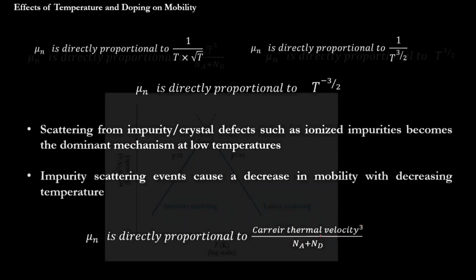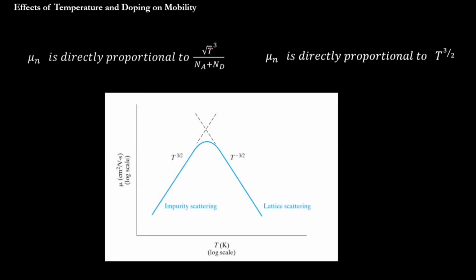We know that thermal velocity is proportional to the square root of the temperature. So mu n is directly proportional to root T whole cube divided by Na plus Nd. Then I can say that mu n is directly proportional to T to the power 3 by 2.